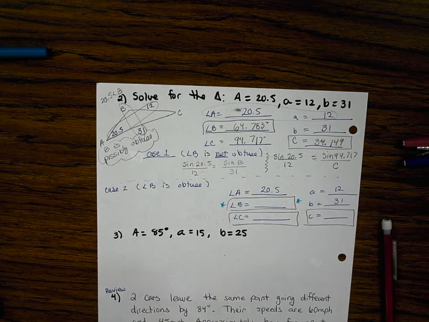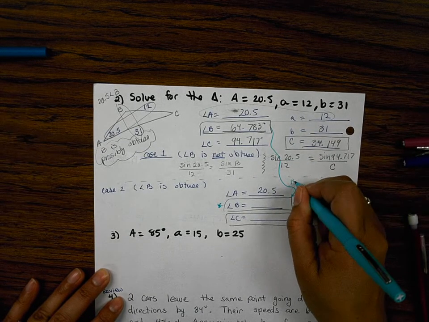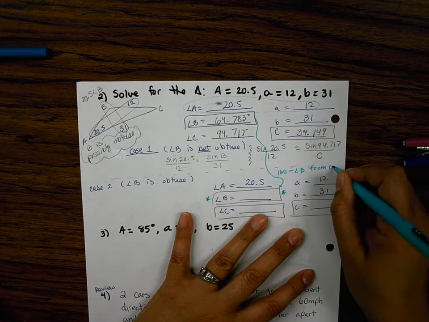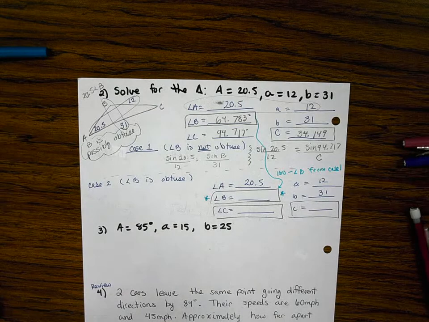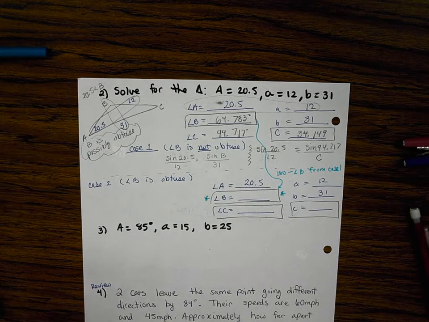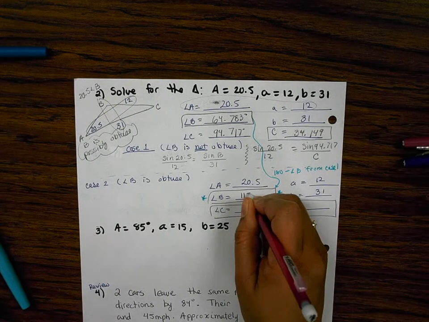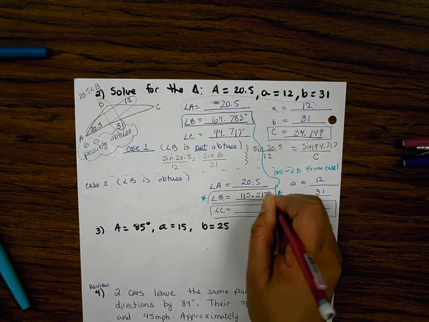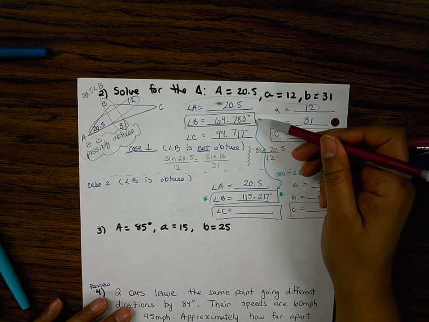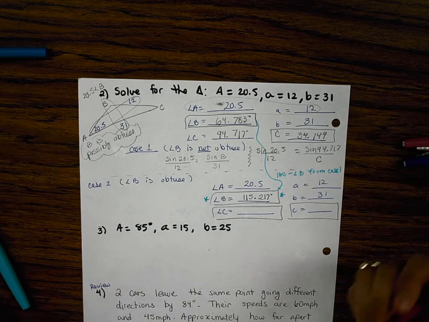And you find angle B by taking 180 minus angle B from case 1. So this angle B, you do 180 minus angle B from case 1. Always, you take your angle B from up there, you subtract it from 180. Do that now, 180 minus 64.703, that ends up giving you 115.217. And that is an obtuse angle. I didn't use law of sines to find it. I used 180 minus this previous answer, and it gave me the obtuse angle.